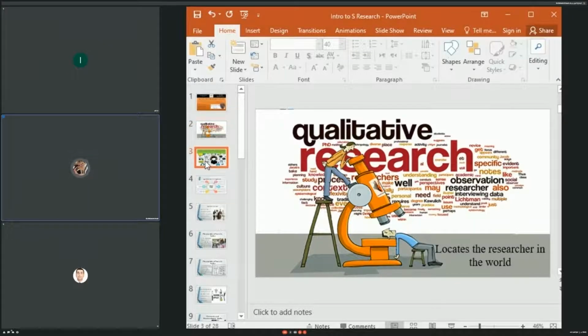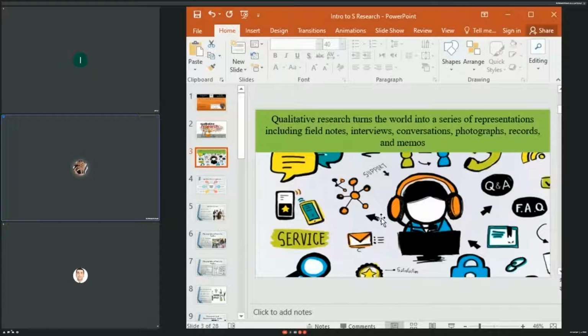Then what is this process? The process of qualitative research turns the world around us into a series of representations, which means that we have several ways of collecting data. All these resources are just in front of us. For example, we have field notes. You just go to the environment where you want to do the research, and then take notes by observation. This is one of the ways to collect data.